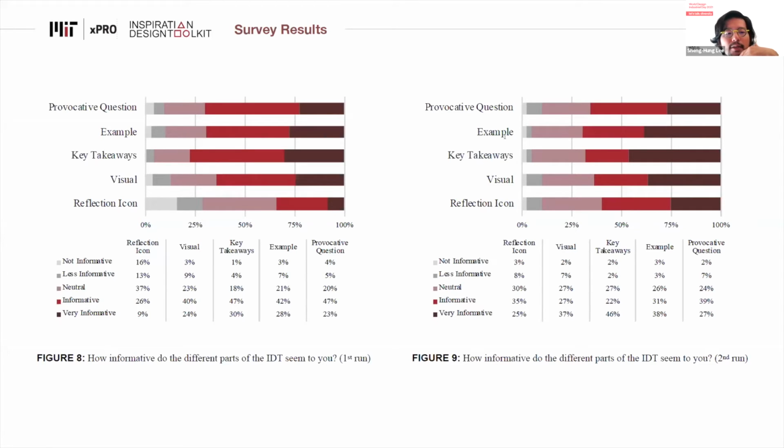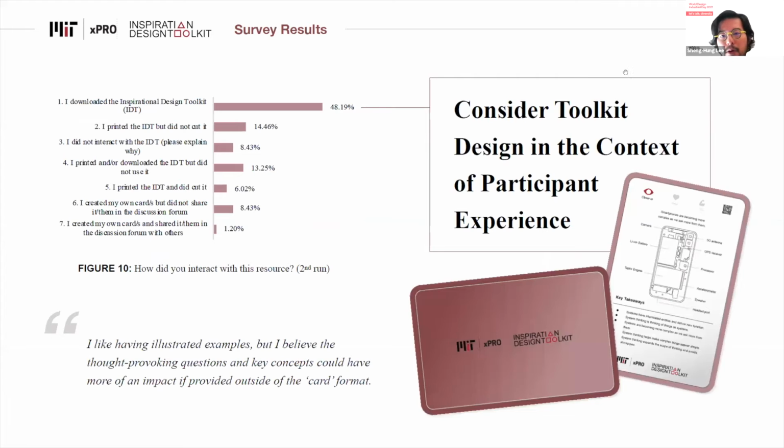So you can see from the 5 components, reflection icon, visual, key takeaway, examples, provocative questions, people are very happy with the key takeaways and examples that are relevant, very new to them. And we also cannot consider the toolkit design outside the context of participant experiences. So some people say, I like having illustrated examples, but I believe the thought-provoking question and key concept could have more of an impact if provided outside of the card format.